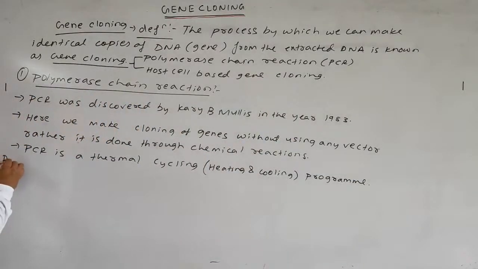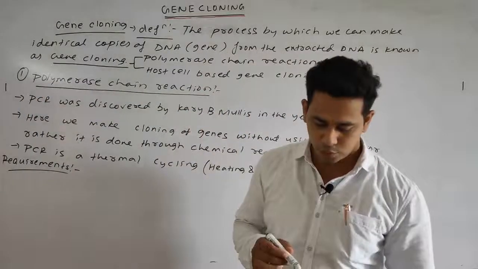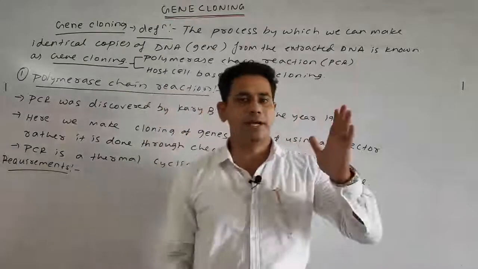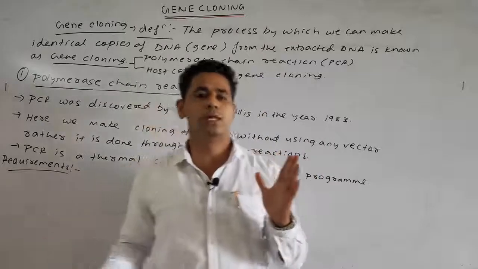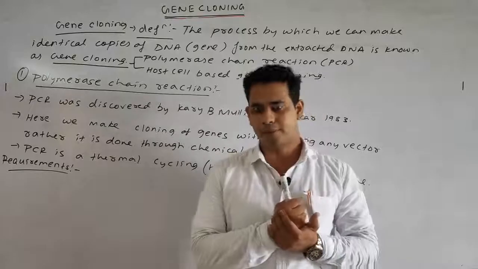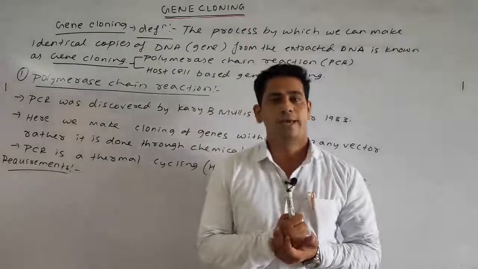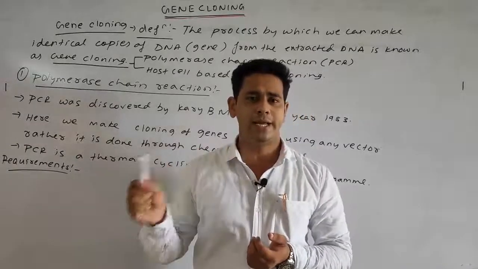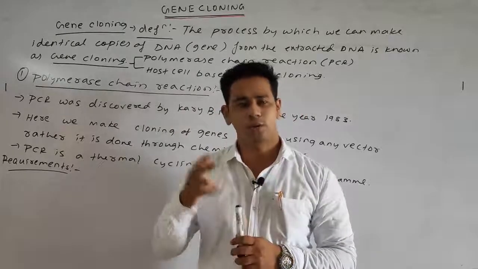Next, what are the various requirements, as raw material, from which we can produce millions of copies of DNA? First, obviously, the extracted DNA template. From that we will produce millions of identical copies. Next is your primer. The primer is prepared in the laboratory, having around 10 to 18 nucleotide length, by which we can convert the single stranded DNA into double stranded.